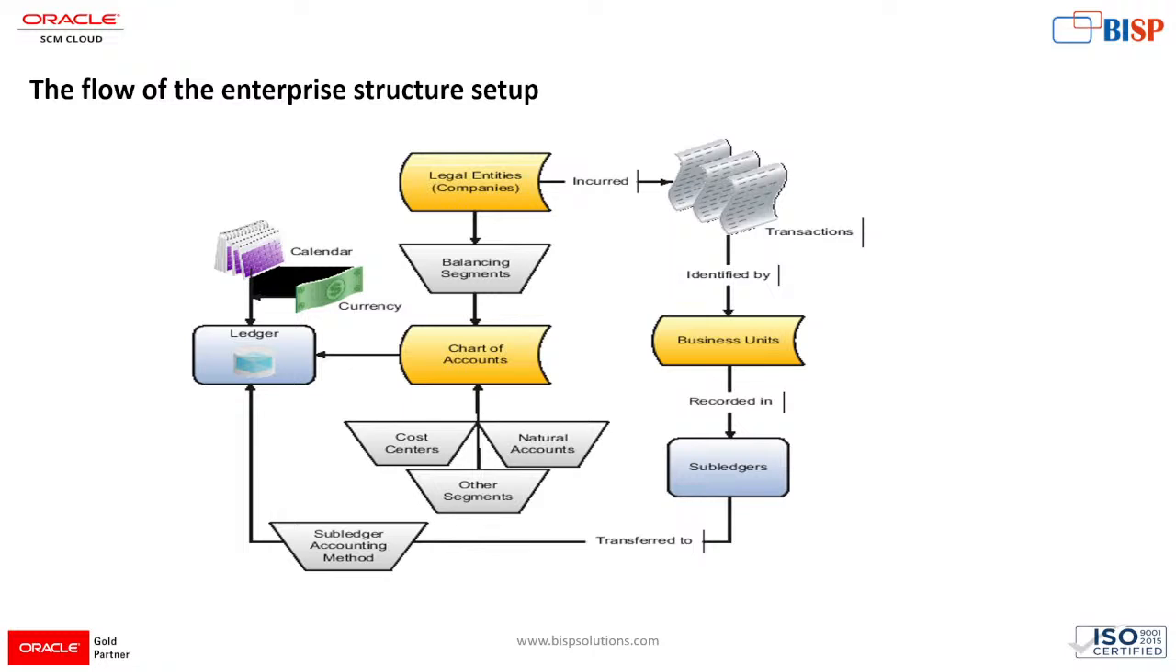A balancing segment ensures that all journals balance for each balancing segment value, or combination of multiple balancing segment values, for financial processes and reports. The three balancing segment labels are primary balancing segment, secondary balancing segment, and third balancing segment. The natural account determines the accounting type, that is asset, liability, expenses, revenue, and equity.